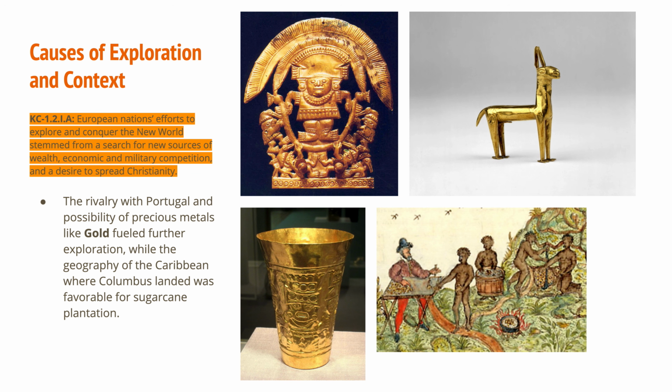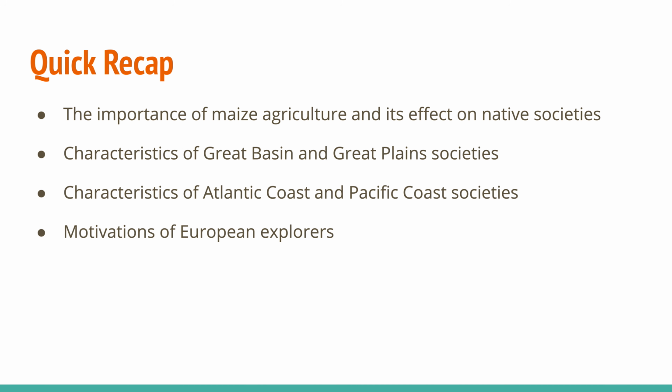So the pictures that you see here are examples of gold from the Aztec and the Incan empires, and the bottom right illustration are the Taino people that are being used as labor to extract gold and bring it back to the Spanish. All right, and so finally, a quick recap here.